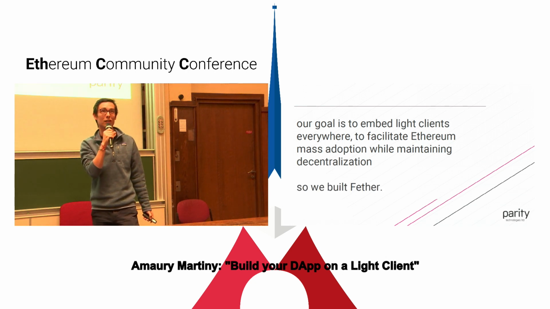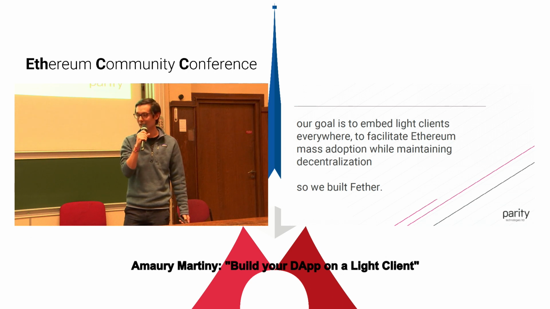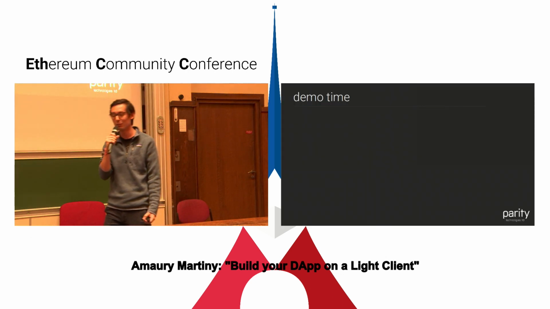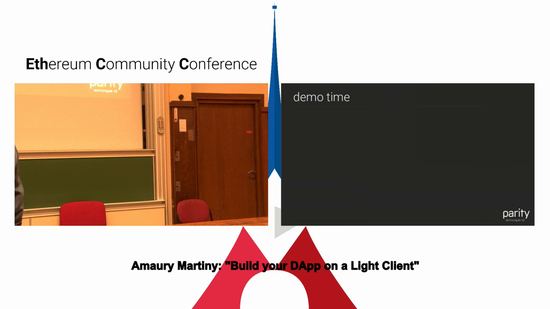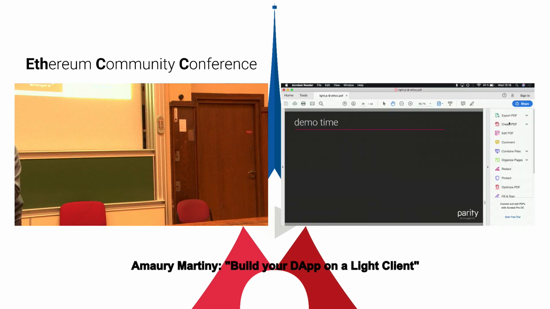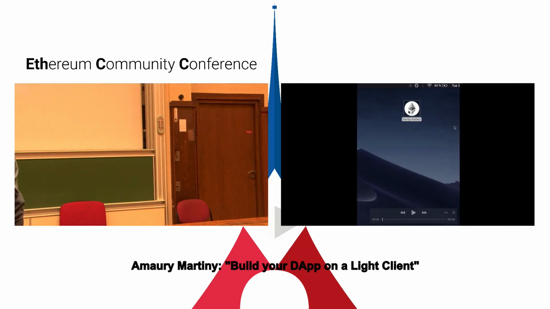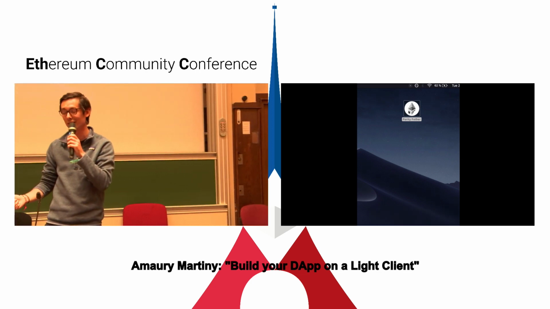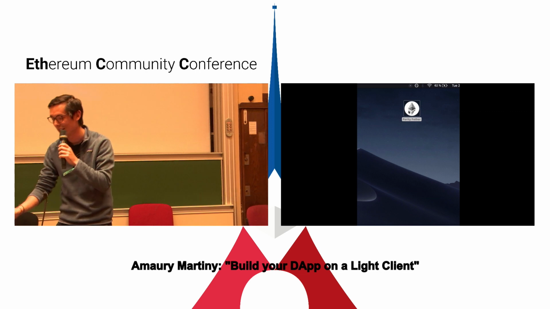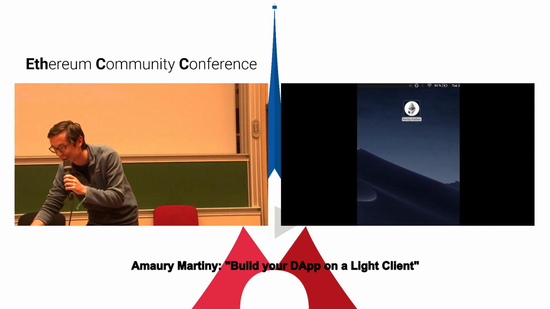And our proof of concept today is Feather, which I will demo right now. So to quickly present Feather, Feather is just a simple wallet. It's just a wallet to manage your ETH and some ERC20 tokens. That's all. You can send, receive, and that's basically all.